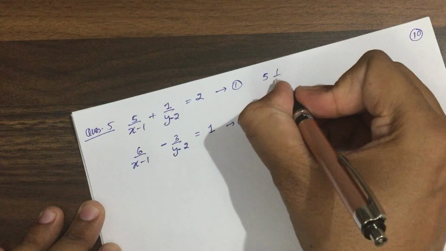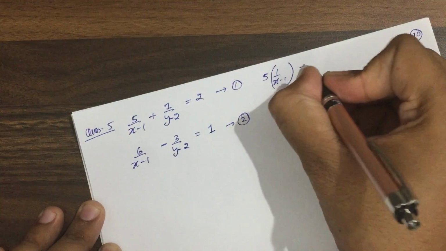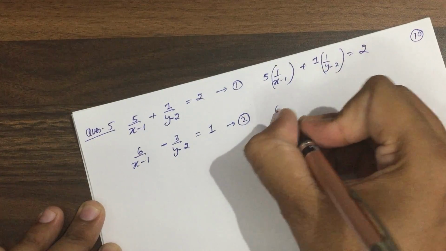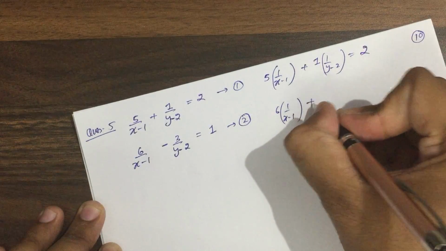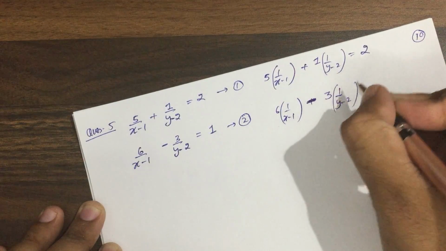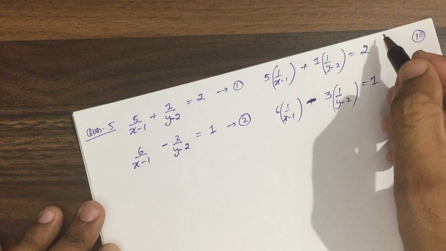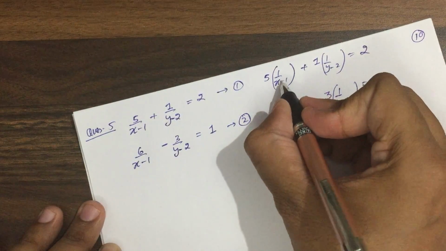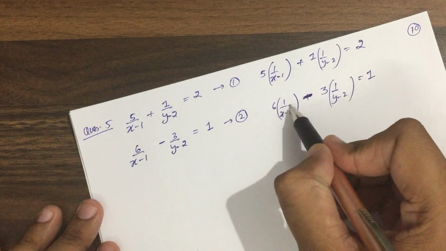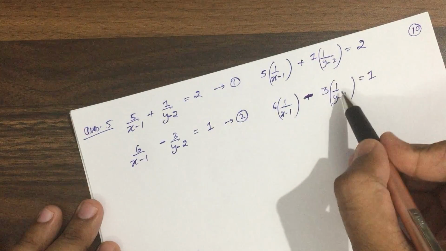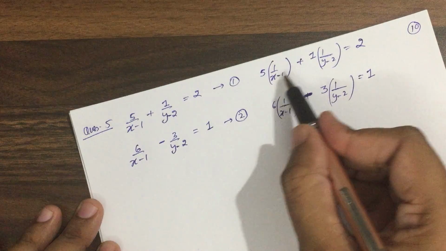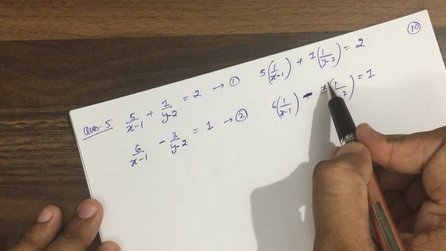Here we can write it as 5 into 1 upon x minus 1 plus 1 into 1 upon y minus 2 equal to 2, and 6 into 1 upon x minus 1 minus 3 into 1 upon y minus 2 equal to 1. So instead of taking 1 upon x equal to a and 1 upon y equal to b, look here: here also 1 upon x minus 1 is there, here also 1 upon x minus 1, here also 1 upon y minus 2, here also 1 upon y minus 2. So instead of 1 upon x and 1 upon y, we will take 1 upon x minus 1 equal to a and 1 upon y minus 2 equal to b.